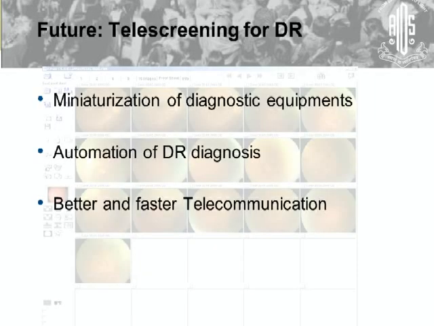The other thing which is developing in telescreening is miniaturization of diagnostic equipment, and I'm sure all of you might have seen the mannequin with the bike having a small fundus camera in the trade today. So we do know that the equipment is reducing in size. There is work on automation of diabetic retinopathy diagnosis, and with newer 3G, 4G, we now have better telecommunication.